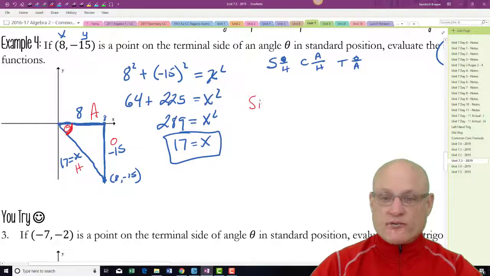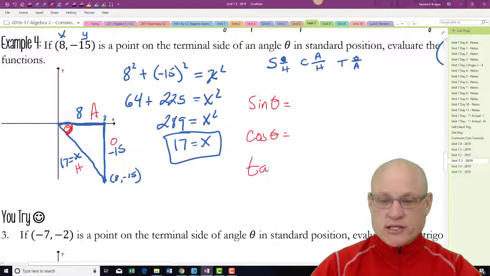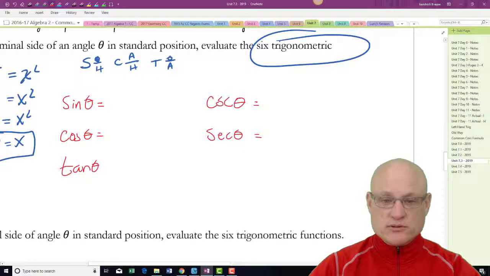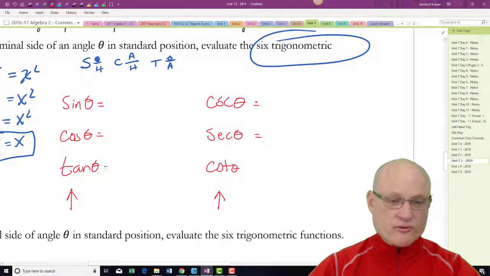So sine of theta, cosine of theta, tangent of theta. This is how I like to write them. I like to write them like this, and I like to put them right next to each other. Cosecant of theta, secant of theta, and cotangent of theta. So these are the reciprocals, and these are the original functions.